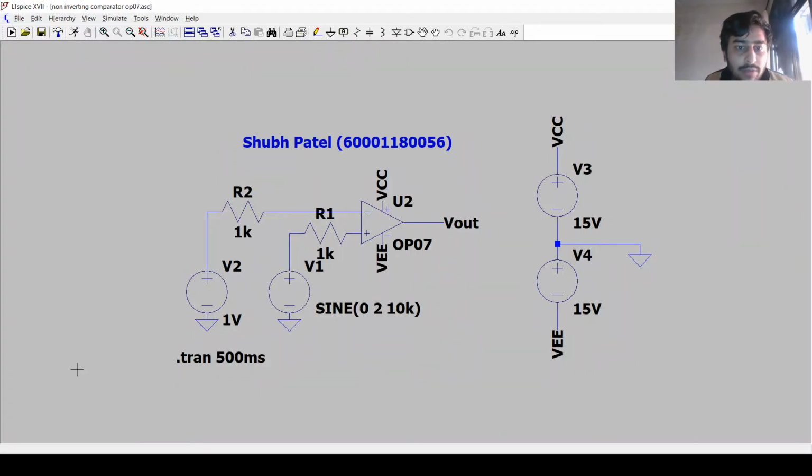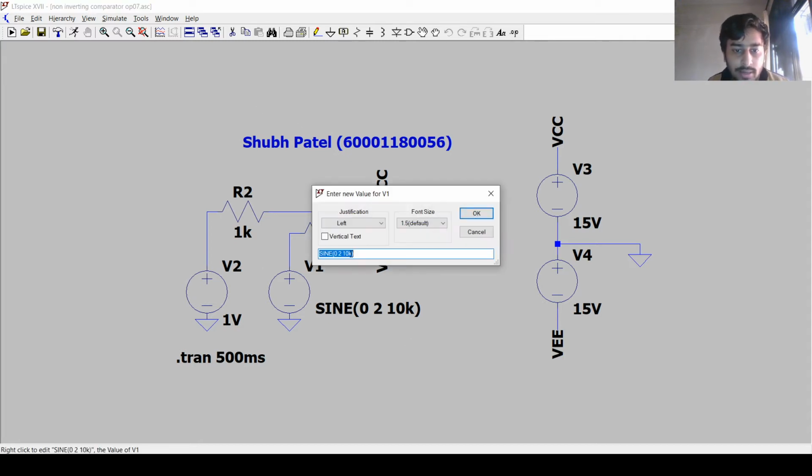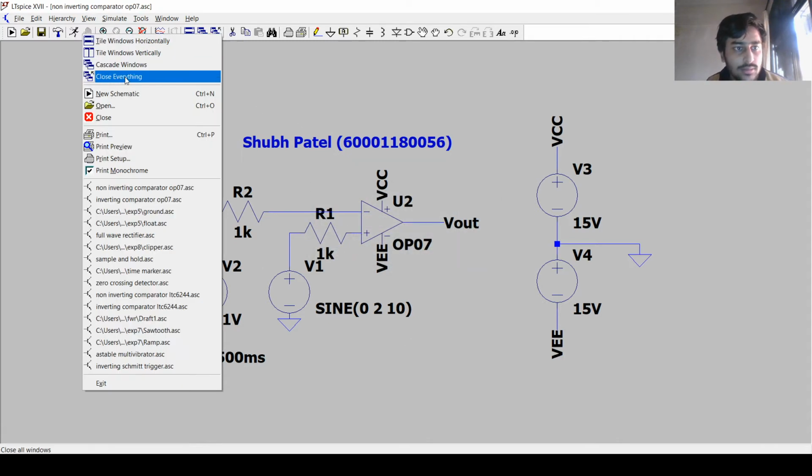This is the schematic for the non-inverting comparator. Here we have applied the reference voltage to the inverting input terminal and the sinusoidal voltage to the non-inverting input terminal. So when the sinusoidal voltage is higher than 1 volt, the output will be positive. When it is lower than 1 volt, the output will be negative. So let's check for the 10 hertz frequency.